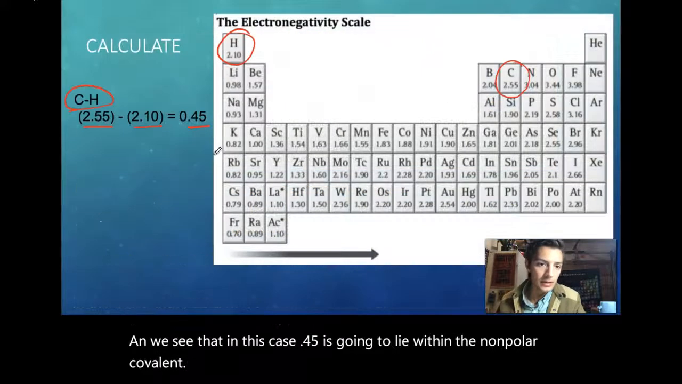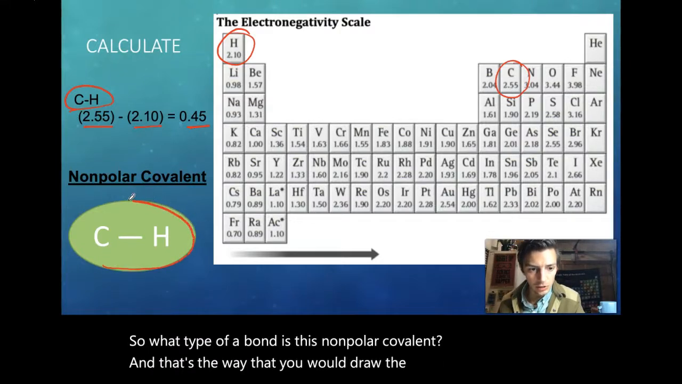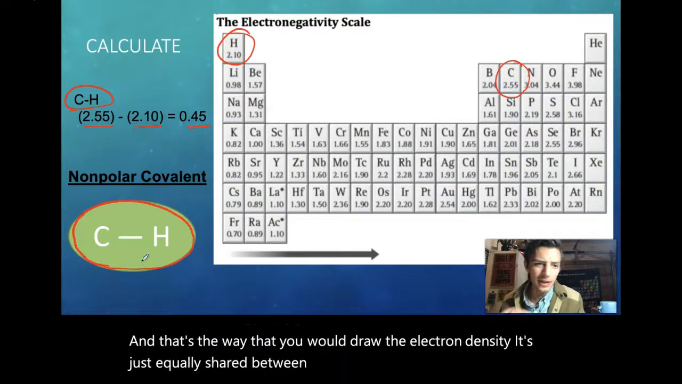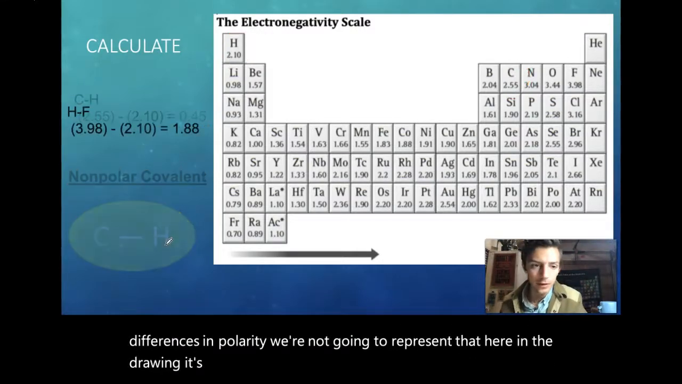So what type of a bond is this? Nonpolar covalent. And that's the way that you would draw the electron density. It's just equally shared between the two. Even though they have slight differences in polarity, we're not going to represent that here in the drawing. It's considered still nonpolar covalent.